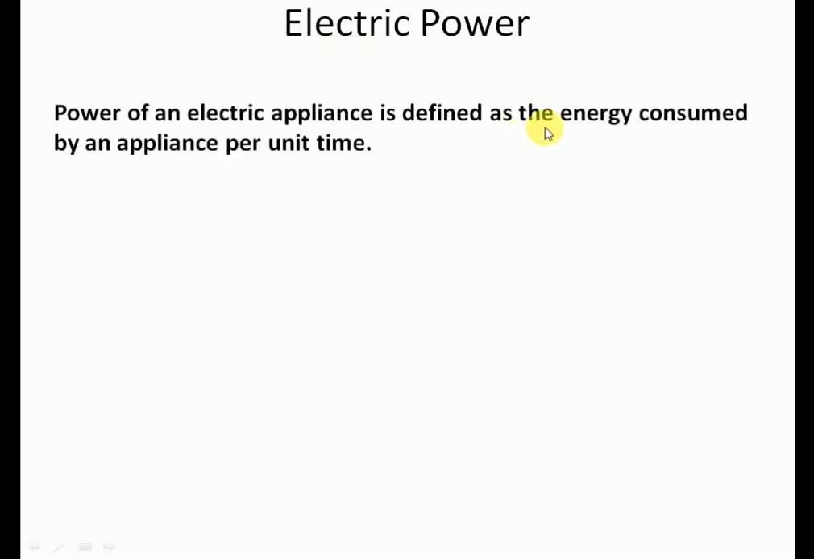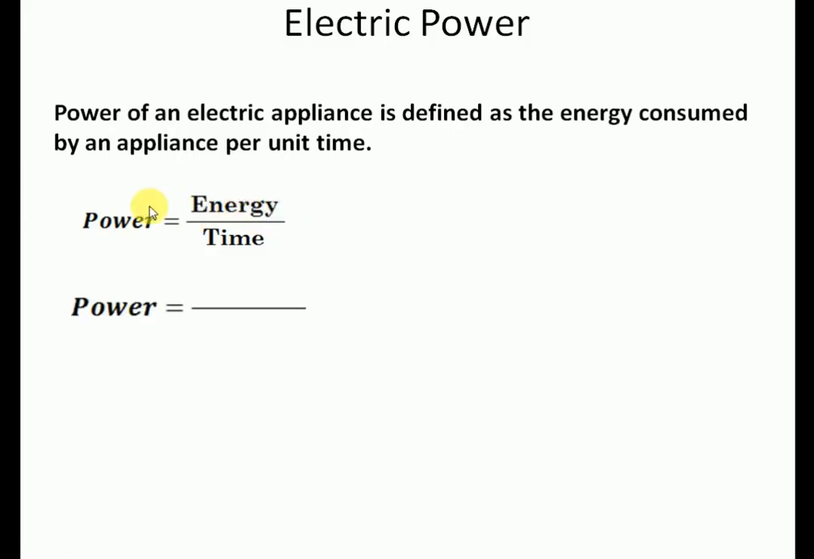Now electrical power of an appliance is energy consumed by an appliance per unit time. This time we will not talk about the work, we'll say how much energy an appliance will consume in a given time. As work done and energy are the same thing, instead of work done we can write energy by time.